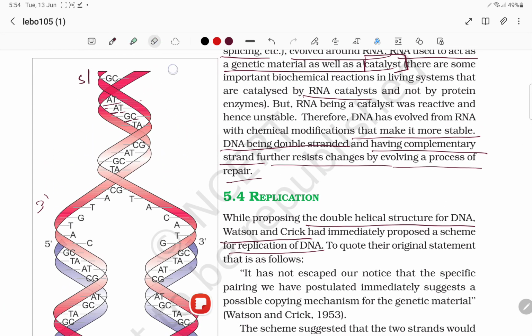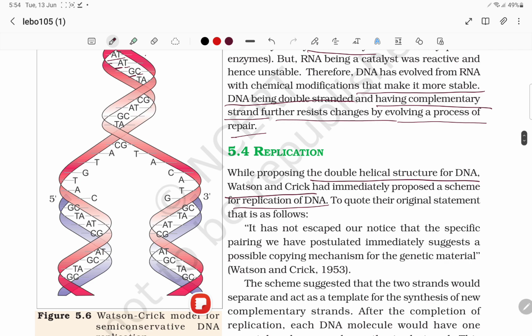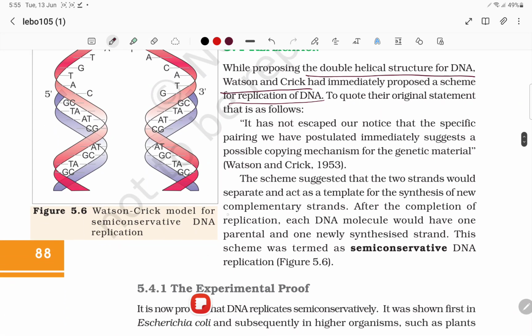If you see here, you have the double stranded DNA. Initially it is unwound. After unwinding, complementary base pairing will be formed on the two strands. It is semi-conservative because half of the DNA is mother DNA and the remaining half is newly formed. Here also, half of the DNA is mother and the remaining is newly formed. In this way it is semi-conservative in nature. This is the Watson and Crick model for semi-conservative DNA replication.